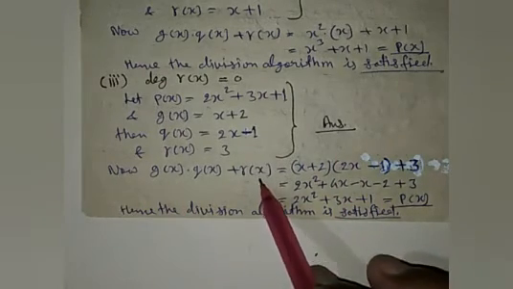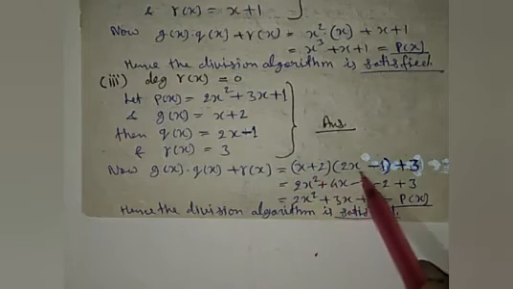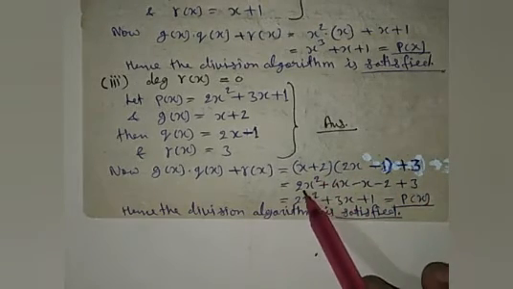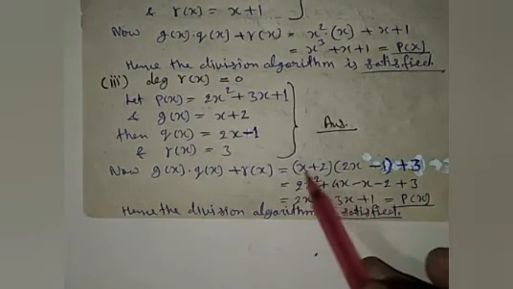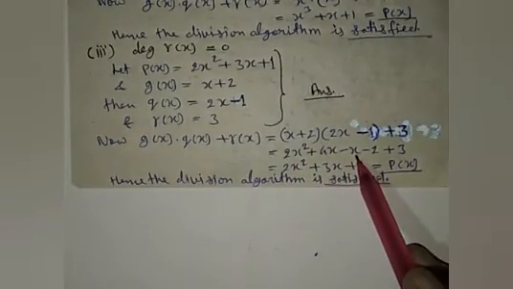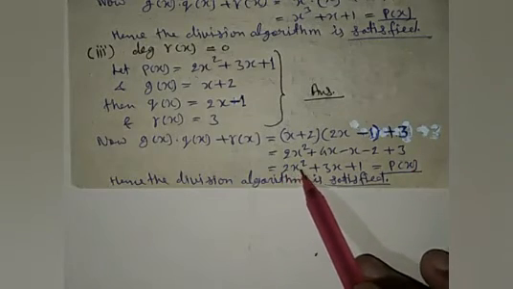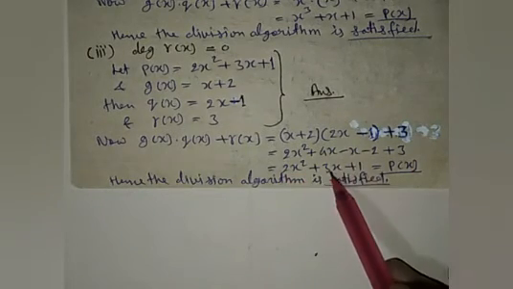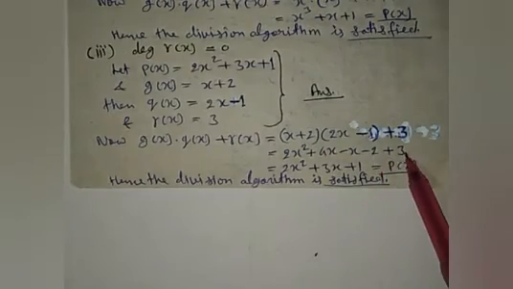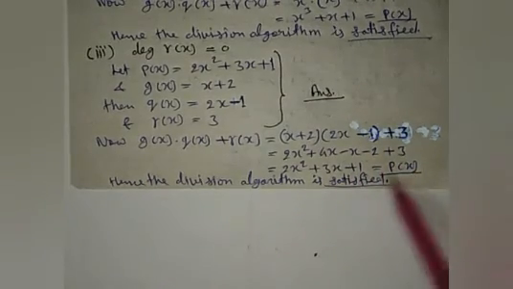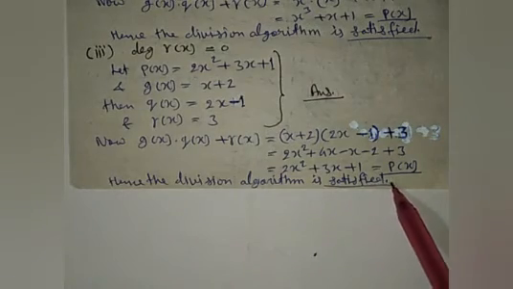gx into qx plus rx, that is equal to x plus 2 into 2x minus 1 plus 3. Here multiply 2x minus 1 by x plus 2, you will get 2x square plus 4x minus x minus 2 plus 3. Then you will get 2x square plus 4x minus x, that is plus 3x, and minus 2 plus 3, that is plus 1. So it is equal to the dividend polynomial px. So the division algorithm is satisfied here.